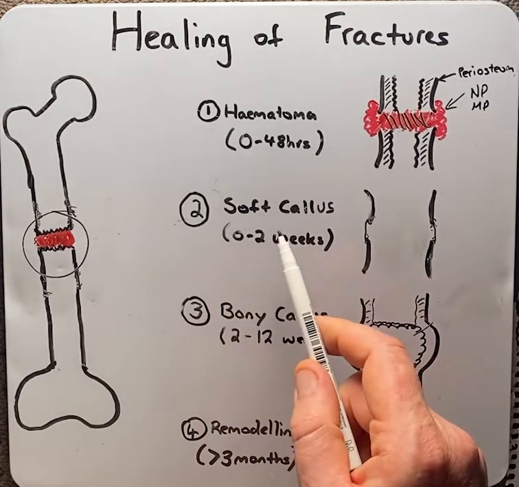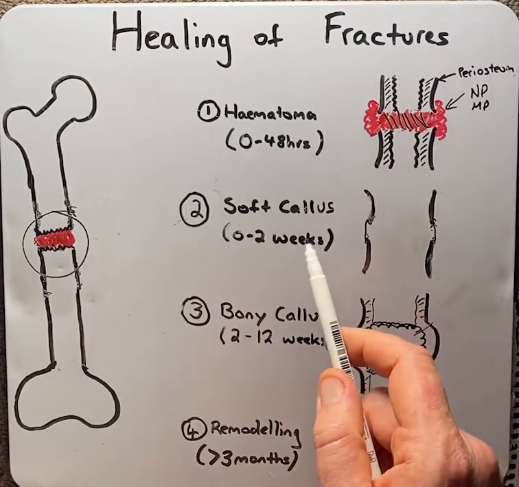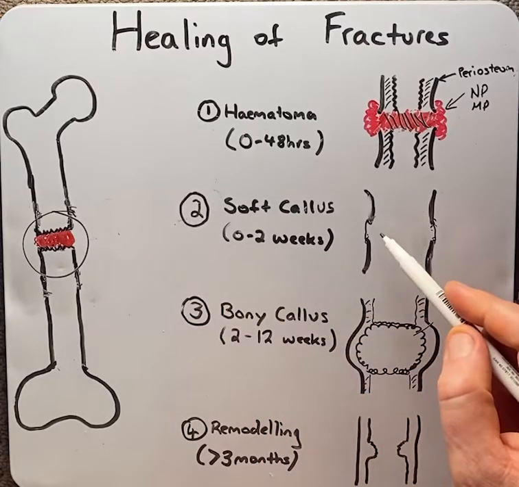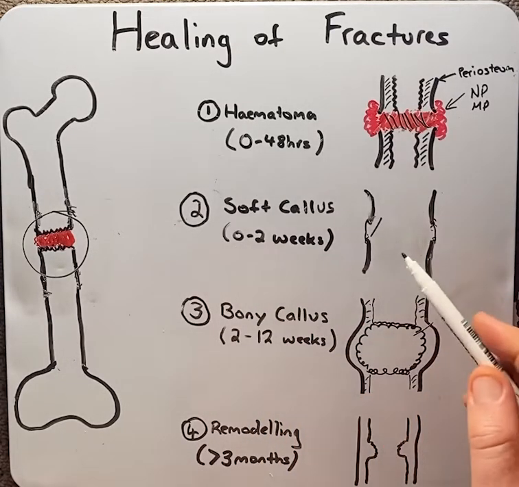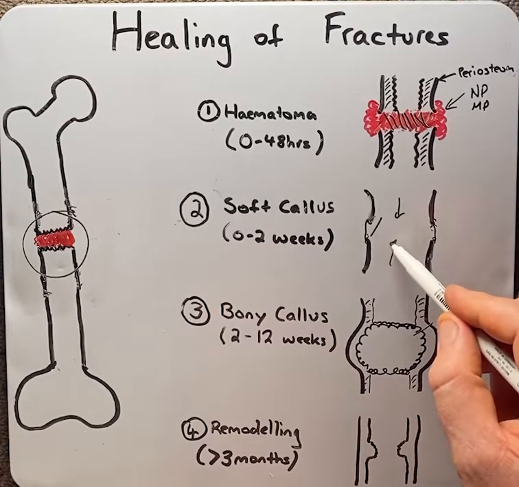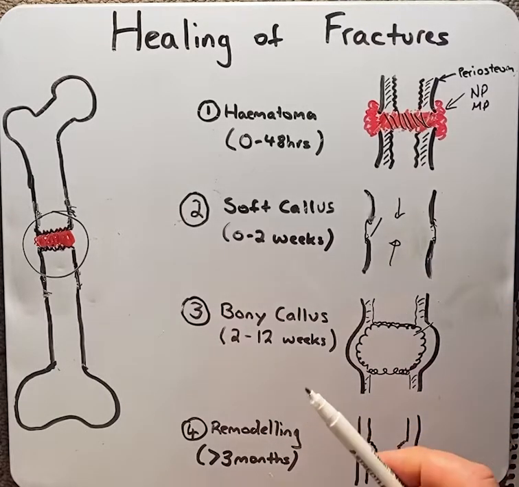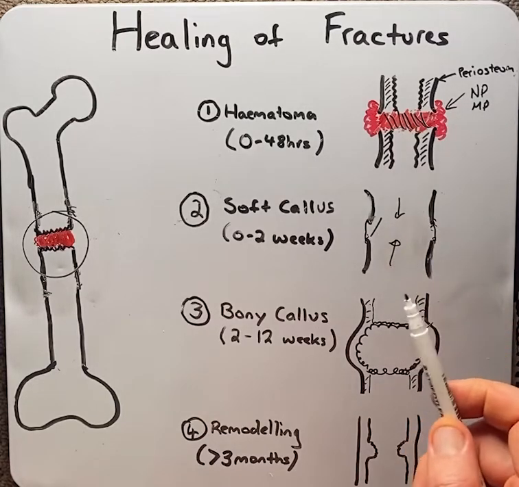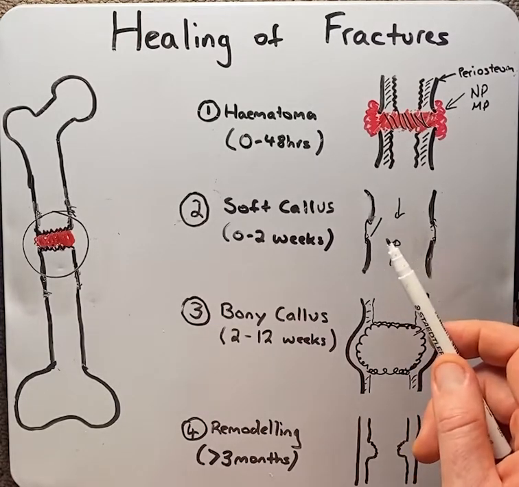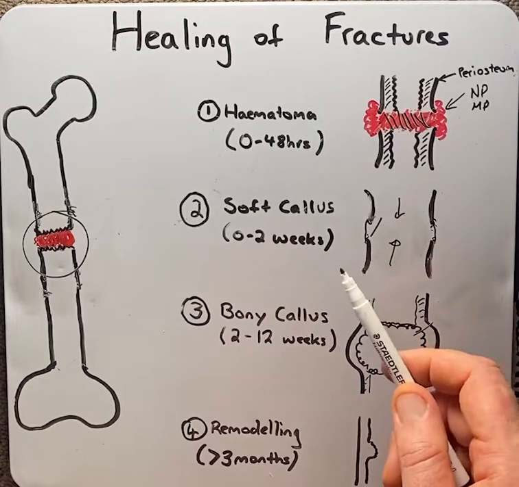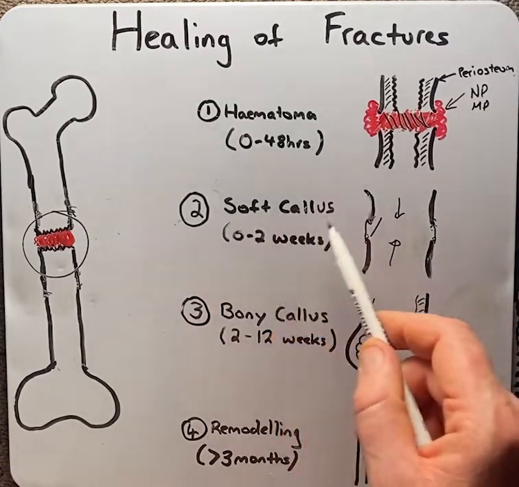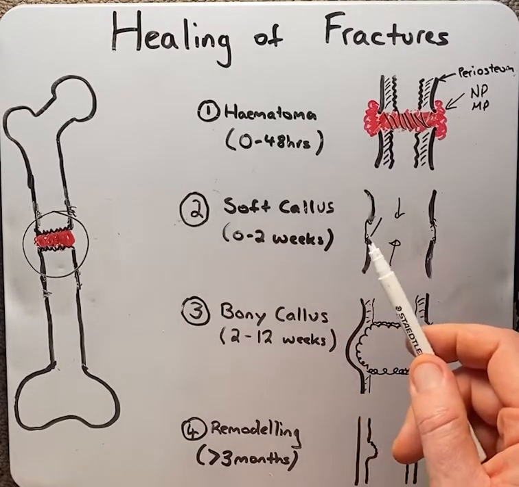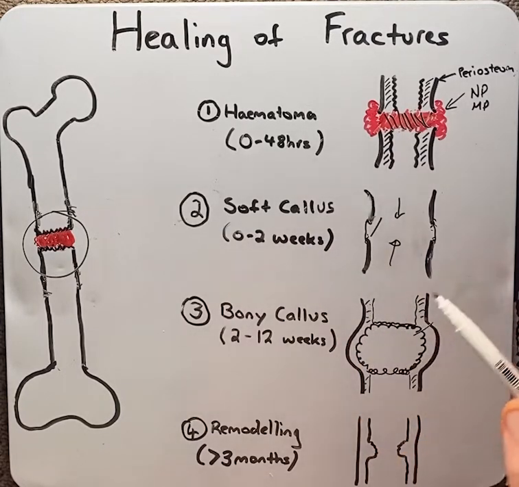In the second stage, which is known as the soft callus stage, which occurs from 0 to 2 weeks, platelets and white blood cells come in and release certain growth factors such as PDGF and FGF, which causes the proliferation of bone cells and chondrocytes. By the end of the first week, the soft callus phase is well underway. This is also sometimes known as the procallus stage.